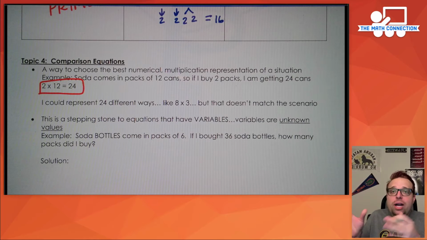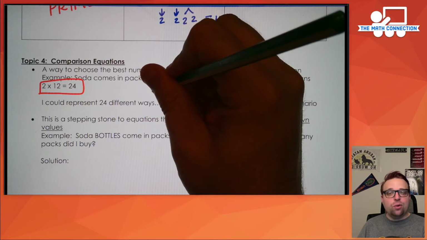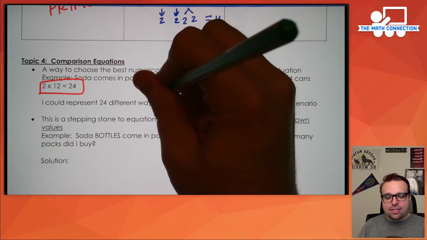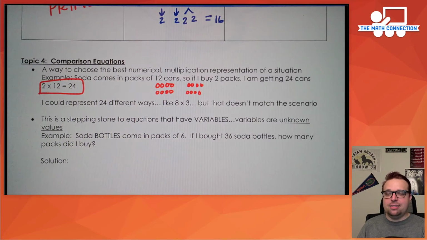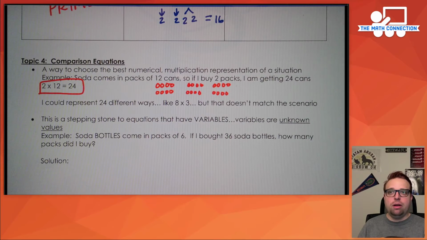I can take those 24 cans, those objects, and I can split them up many different ways. I could do 8 groups of 3 or 3 groups of 8, like 1, 2, 3, 4, 5, 6, 7, 8. That's one group. 1, 2, 3, 4, 5, 6, 7, 8 is a second group, and then 1, 2, 3, 4, 5, 6, 7, 8 is another group. Doesn't that add up to 24 cans? It absolutely does. Okay, and I can totally do that. It's mathematically, let's call it legal. You can do that in math.